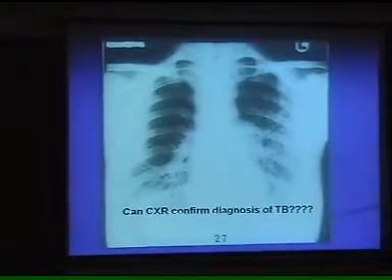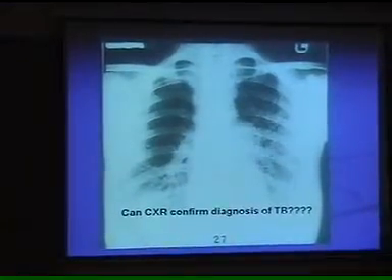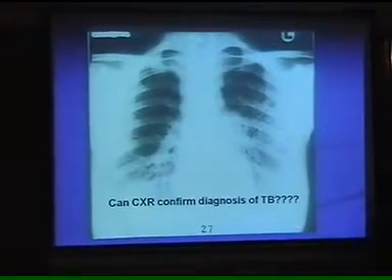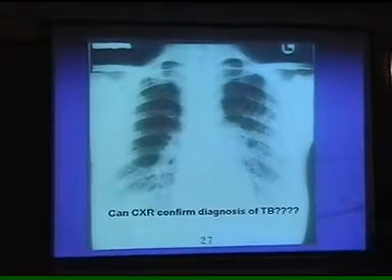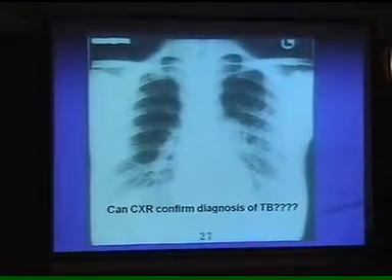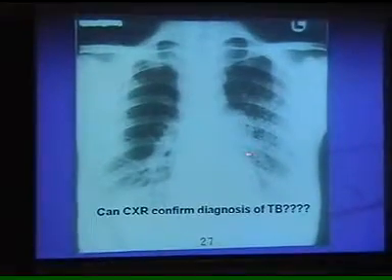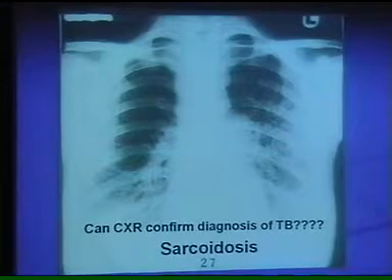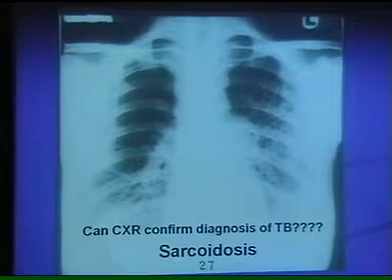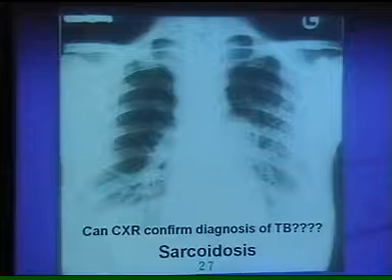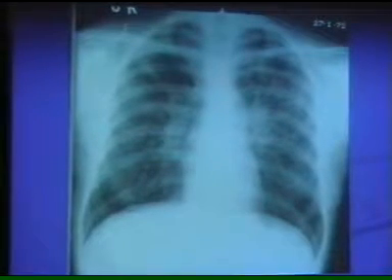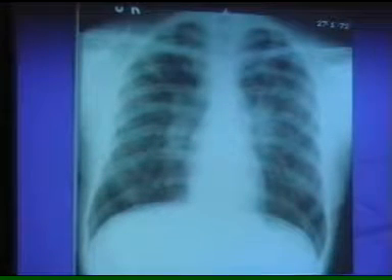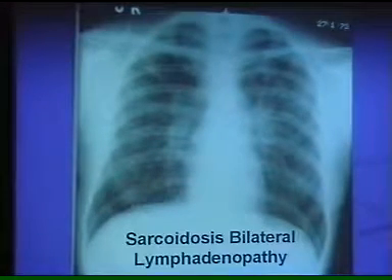Okay, can a chest X-ray confirm the diagnosis of TB? No, because there are other conditions which can look like TB, other granulomatous diseases like fungal infections and sarcoidosis. So this patient has some prominent lymph nodes here and involvement bilaterally, but this is sarcoidosis. So you have to keep in mind other diagnoses before you put the patient on ATT. And in this X-ray again, you can see bilateral hilar adenopathy, and this is typical for sarcoidosis.